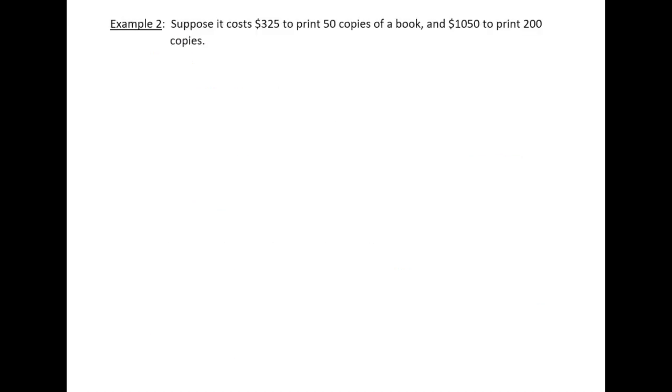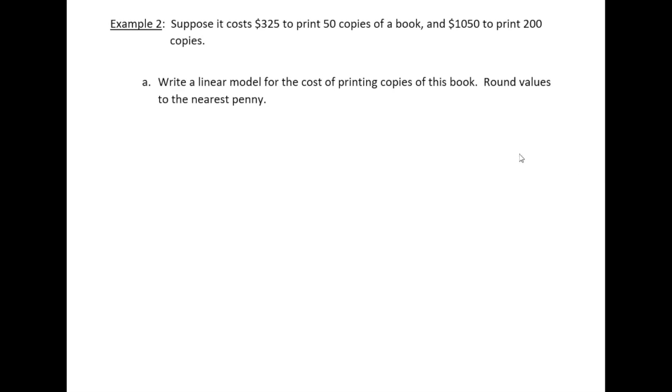Let's look at another example. In this example, we're told that it costs $325 to print 50 copies of a book and $1,050 to print 200 copies. Notice that we're given two pairs of values here. Each pair consists of a number of copies and the cost to print those copies. So we can think of this as two ordered pairs. And we're asked to write a linear model for the cost of printing copies of this book.